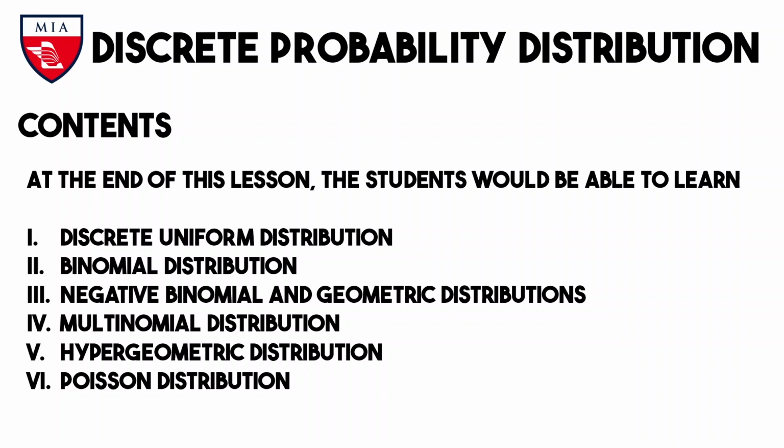First, discrete uniform distribution. Second, we have the binomial distribution. Third, we have the negative binomial and geometric distributions. Fourth, the multinomial distribution. Next, the hypergeometric distribution. And lastly, the Poisson distribution. In this video, we will just discuss the first four: discrete uniform, binomial, negative binomial, and lastly the geometric distribution.